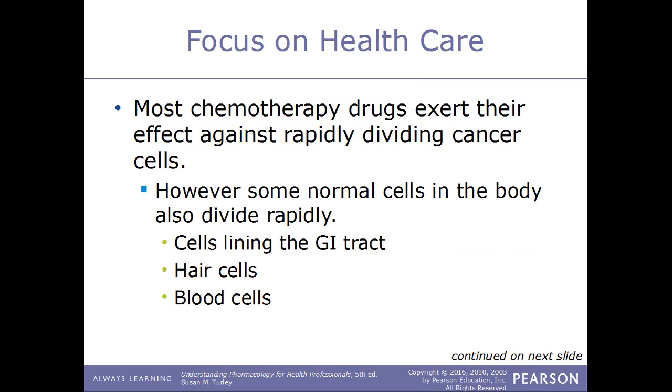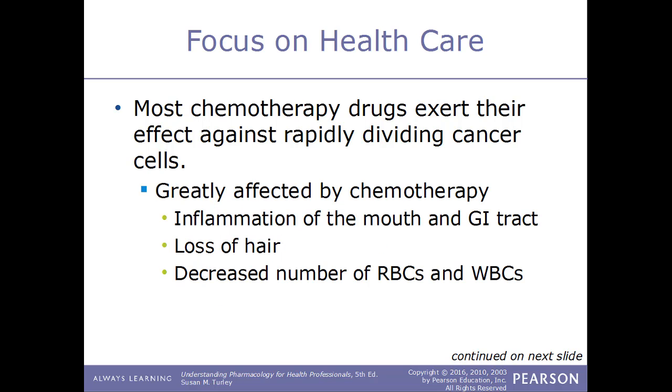Most chemotherapy drugs exert their effect against rapidly dividing cancer cells. However, there are some normal cells in our body that also divide rapidly, including the cell lining of the gastrointestinal tract, hair cells, and blood cells. So those cells are greatly affected by chemotherapy drugs. This can lead to inflammation of the mouth and also the GI tract, the loss of hair, and a decreased number of white blood cells and red blood cells.